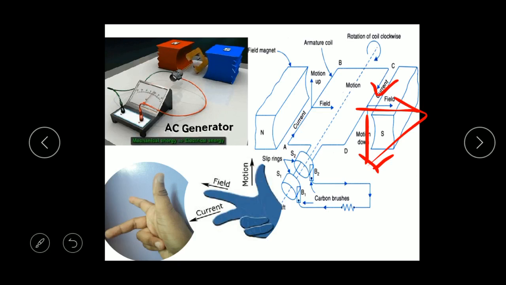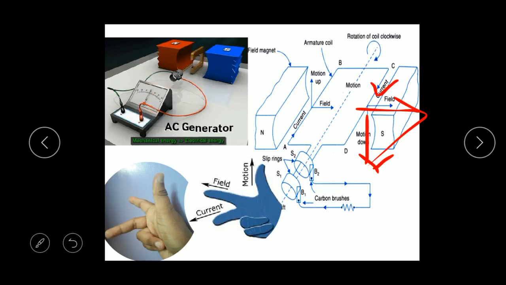You have to stretch your first three fingers of the right hand. They should be perpendicular to each other. The thumb points in the direction of the motion of the conductor, and the index finger is in the direction of the magnetic field. Then the middle finger gives the direction of the induced current. You have to practice it by taking different examples, and you will understand it very easily. It is a very simple law, Fleming's right hand rule. It is used to find the direction of the induced current or the induced EMF, right?